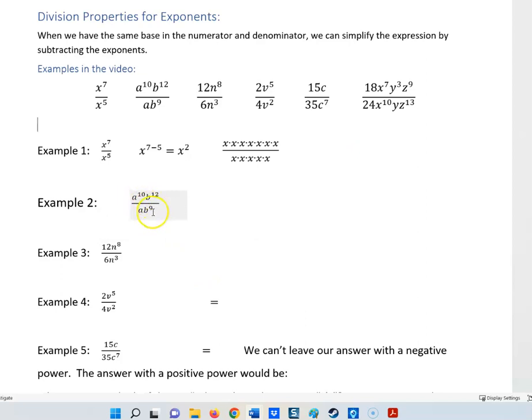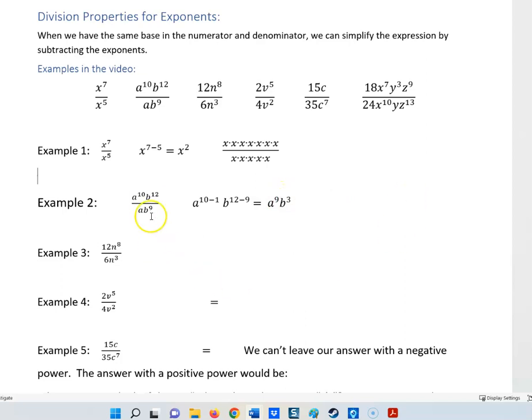Okay, you can have more than one variable that you're working on at the same time, like example 2. In example 2, we want to think about this as 2 separate parts. You have a to the 10th minus a to the 1st, because when we don't see an exponent, we assume it's a 1. So it's a to the 10 minus 1, and then b to the 12 minus 9, and we have a to the 9th and b to the 3rd.